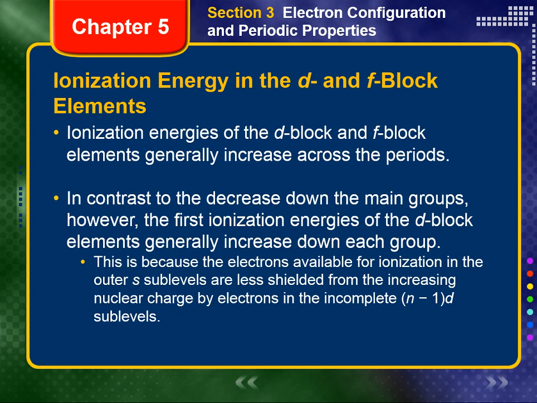Ionization energy. As they do for the main group elements, ionization energies of the D block and F block elements generally increase across the periods. In contrast to the decrease down the main groups, however, the first ionization energies of the D block elements generally increase down each group. This is because the electrons available for ionization in the outer s sublevels are less shielded from the increasing nuclear charge by electrons in the incomplete n-1 d sublevels.